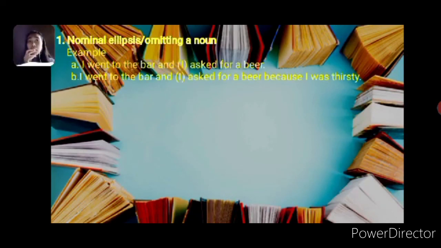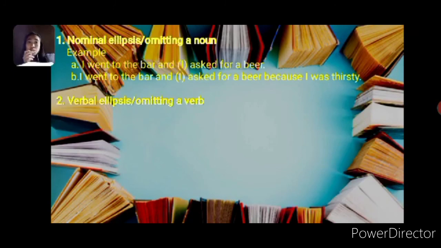For example, I went to the bar and asked for a beer. Here, we often omit nouns or pronouns in the second of two coordinate clauses. I went to the bar and asked for a beer because I was thirsty. Here, we do not leave out pronouns in subordinate clauses.